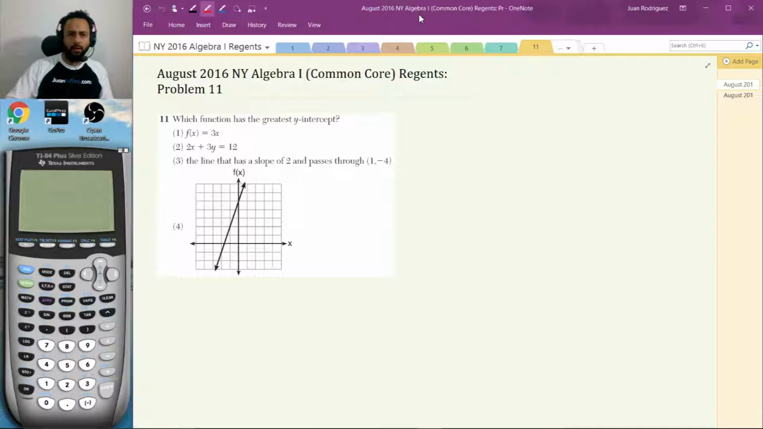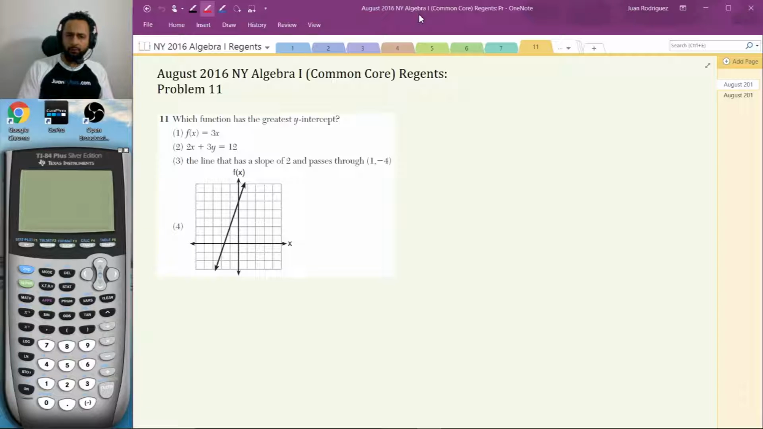Today we are working on the August 2016 New York Algebra 1 Common Core Regents problem number 11. If you want to access these exams anywhere in the world, you can go to nysedregents.org. Click on the appropriate tabs and you could download the tests from there.